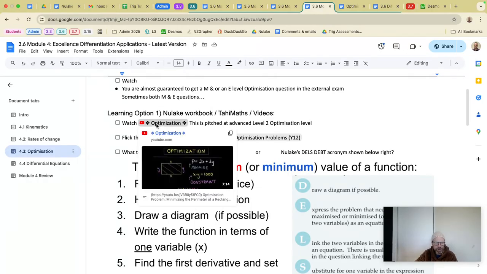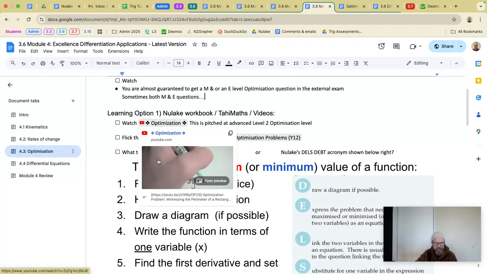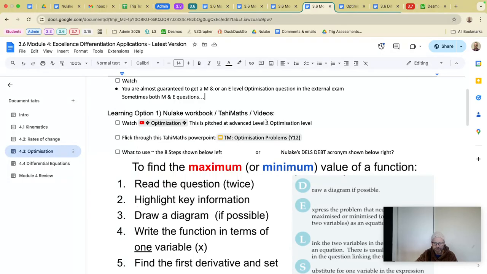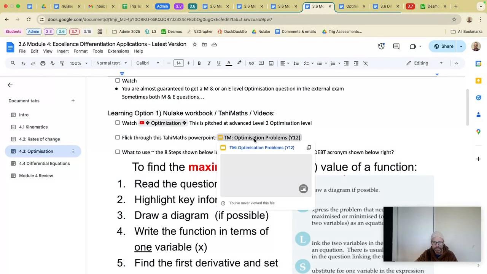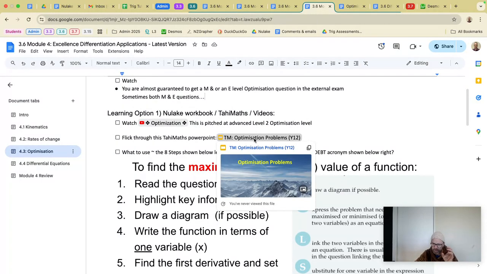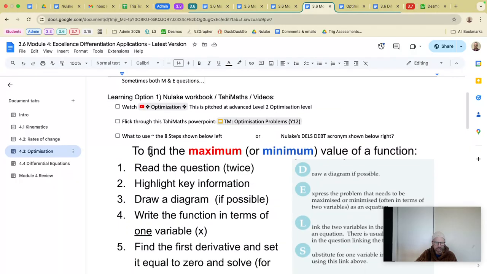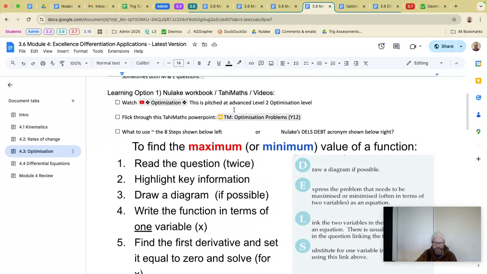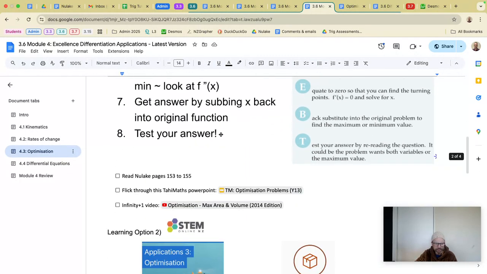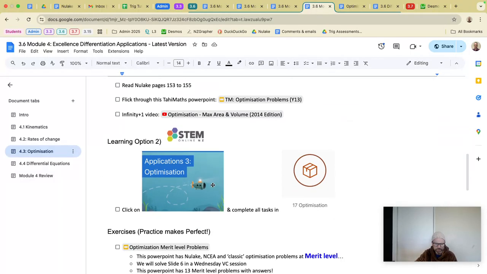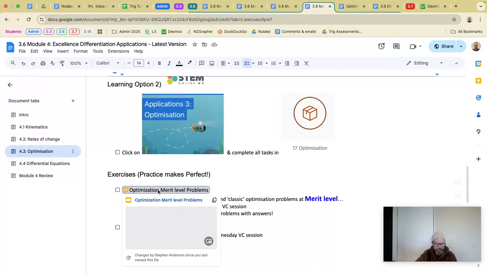Okay, so here's the plan. Watch this here, really good graphics, good colors. And I'm going to say it's pitched at level 2, which is last year, which is a good intro. This here is literally Tahi Maths level 2 calculus paper and his optimization one there. This document there, I've actually grabbed it from here.